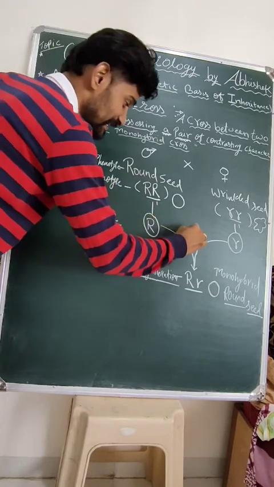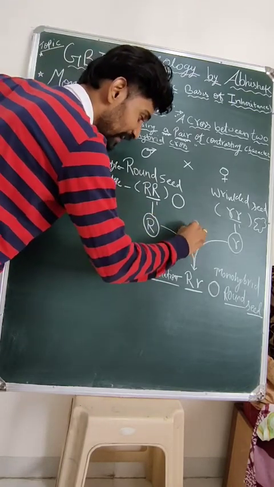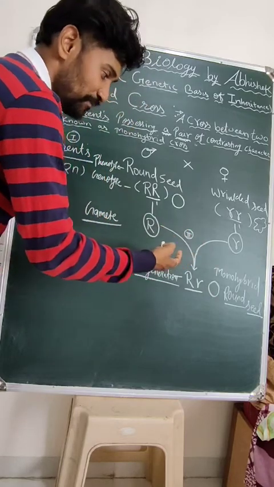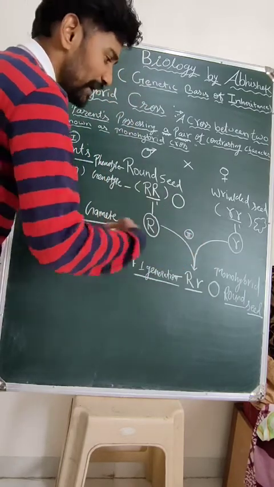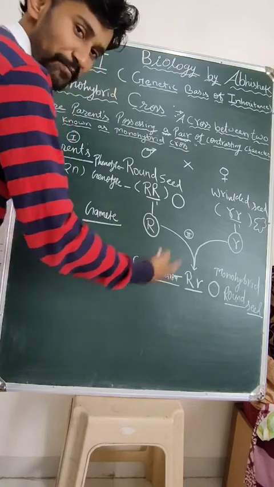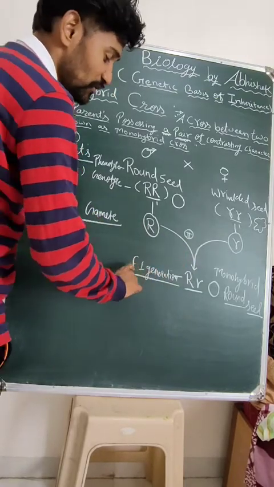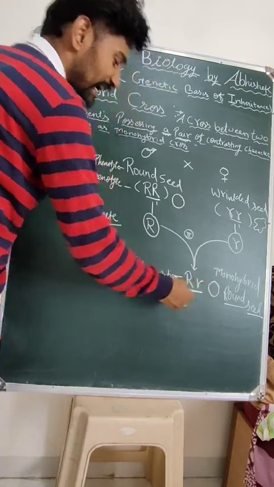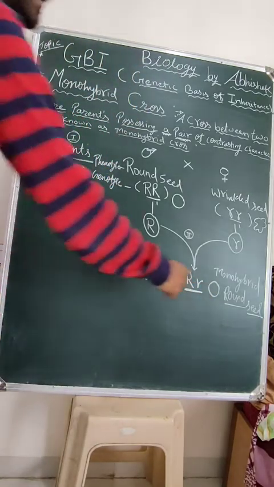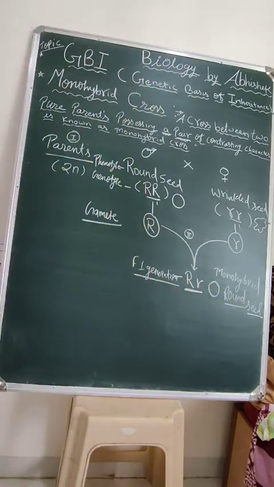This is the second step of Mendel, where artificial hybridization by emasculation, by bagging, by dusting, by tagging, that process we have already discussed in our previous lecture. So F1 generation hame mil gaya, that is capital R small r, which is round seed. To hame round seed appear hua hai F1 mein.